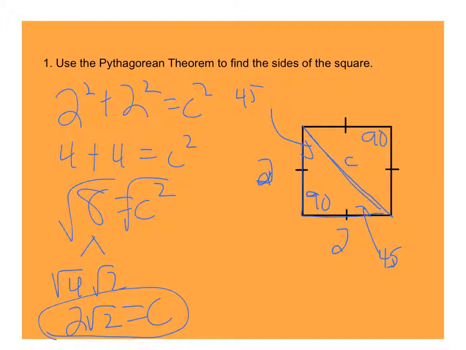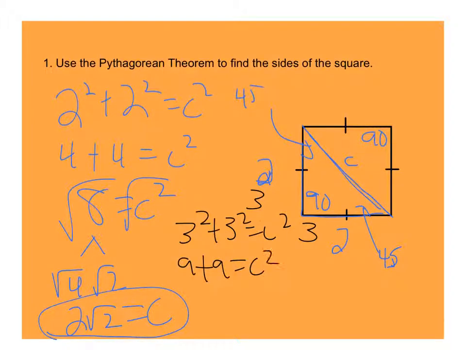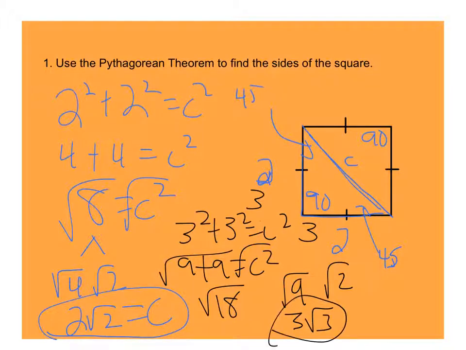Now let's take a look at what if it wasn't 2? What if it was something else? What if it was 3? That's 3, and this is 3. Well, that'd be 3 squared plus 3 squared equals c squared. So that'll be 9 plus 9 equals c squared. If I square root that, that's going to be the square root of 18. Simplified, that'll be the square root of 9 times the square root of 2. So that's going to be 3 square root of 2.